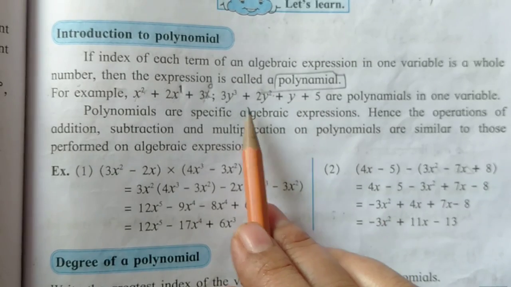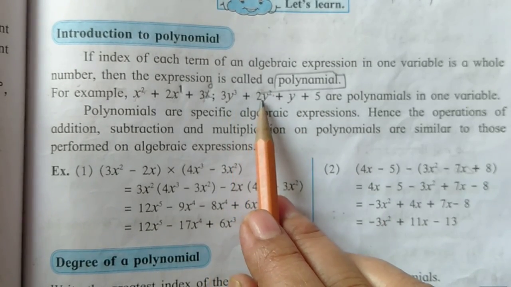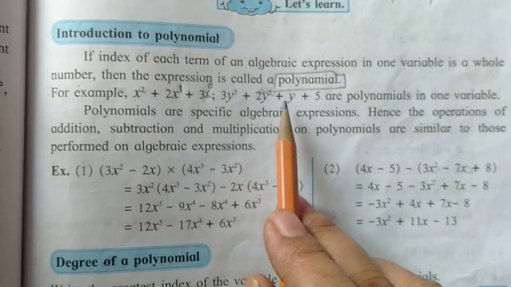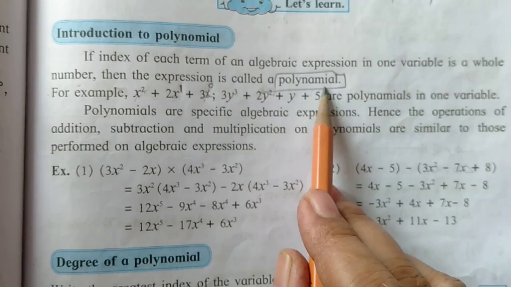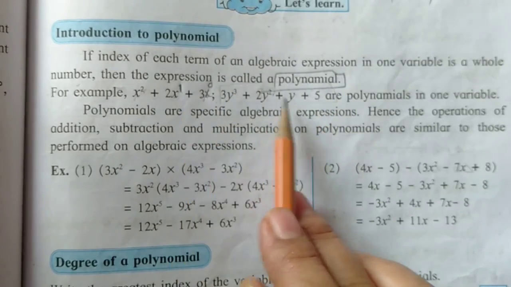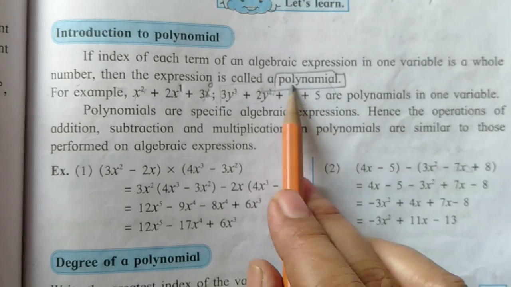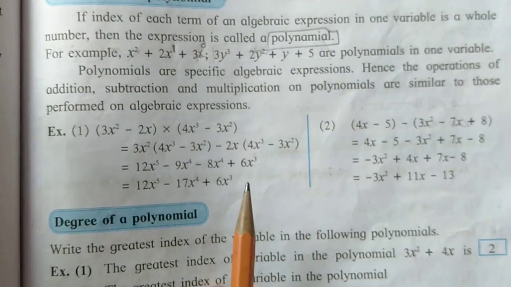See the second example, 3y cube, 3 is a whole number, plus 2y square, 2 is a whole number, plus y, 1 is a whole number, plus 5, 0 is a whole number. Means each term has a whole number power. So these are the examples of polynomial.